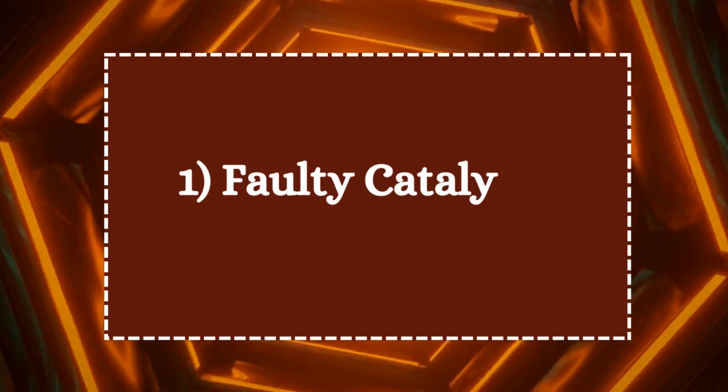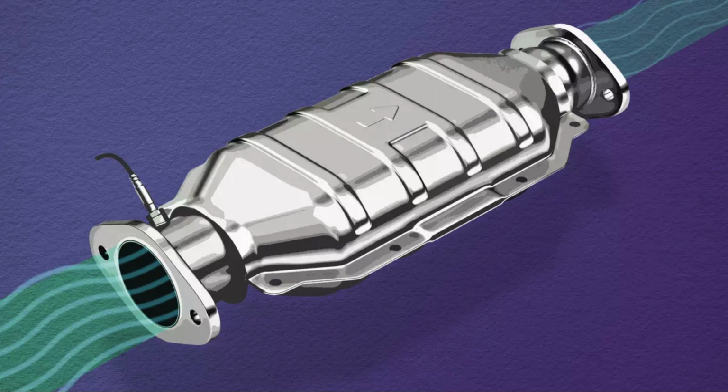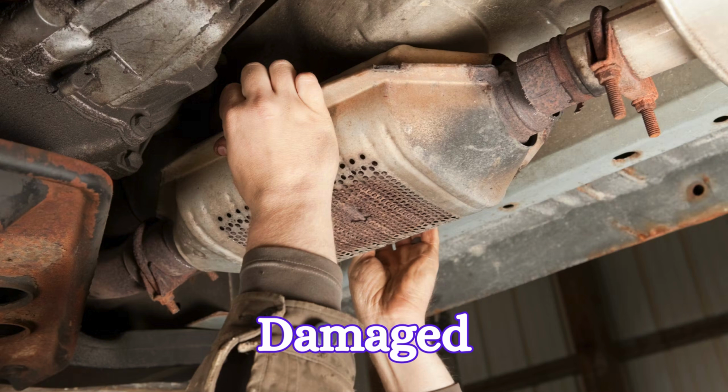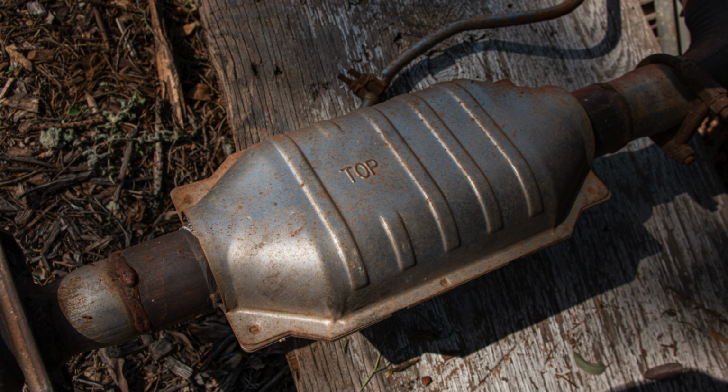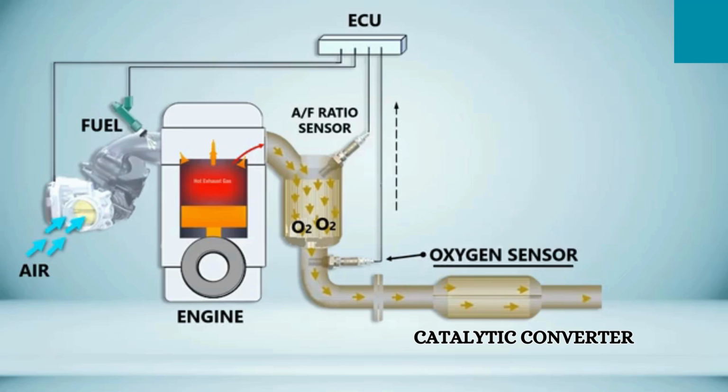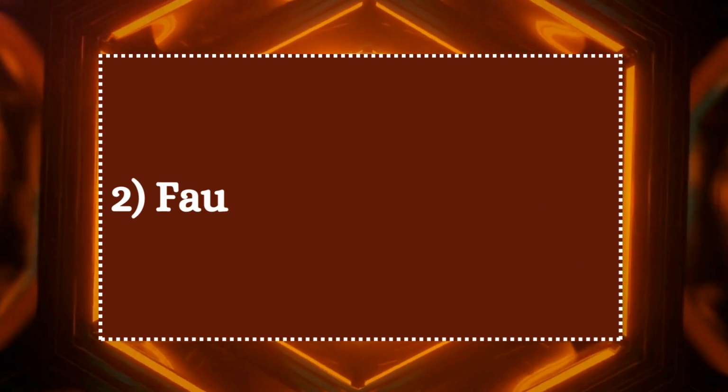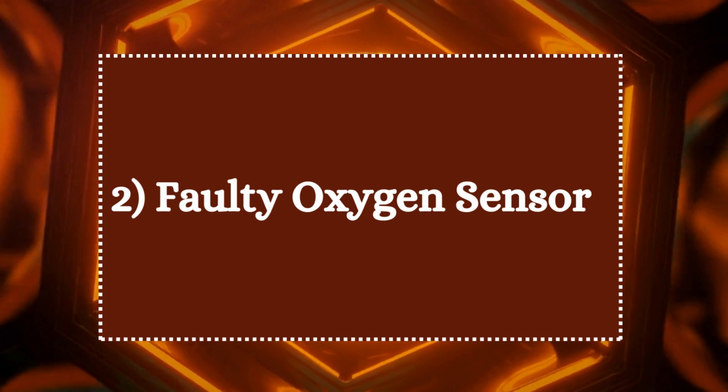1. Faulty catalytic converter. Over time, the catalytic converter can become clogged, damaged, or simply worn out, reducing its efficiency. When the converter fails to operate effectively, it triggers the P0420 code as it no longer meets the required emission standards.